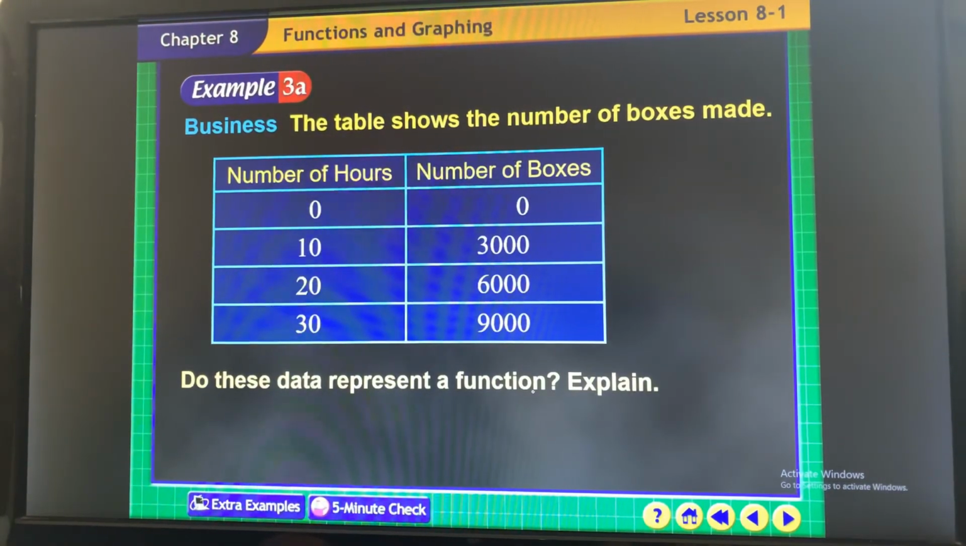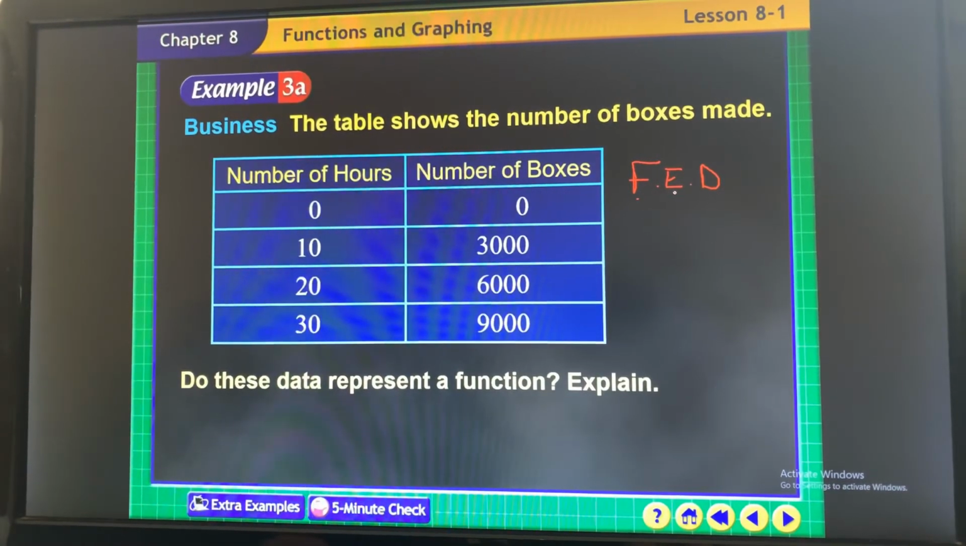Does this data represent a function? Yes. So this is what's called your FED. Is it a function, yes or no? Explain to me why you're saying it's a function and then describe what's happening. So this is your F and E, and the next slide will say D. So is it a function? Yes. Explain. For every number of hours, there's a unique number of boxes made.